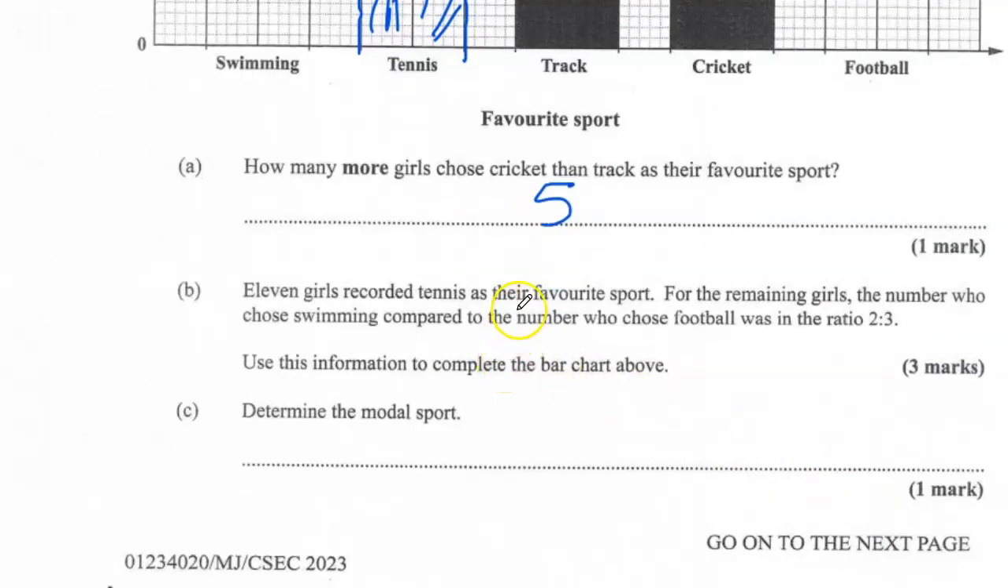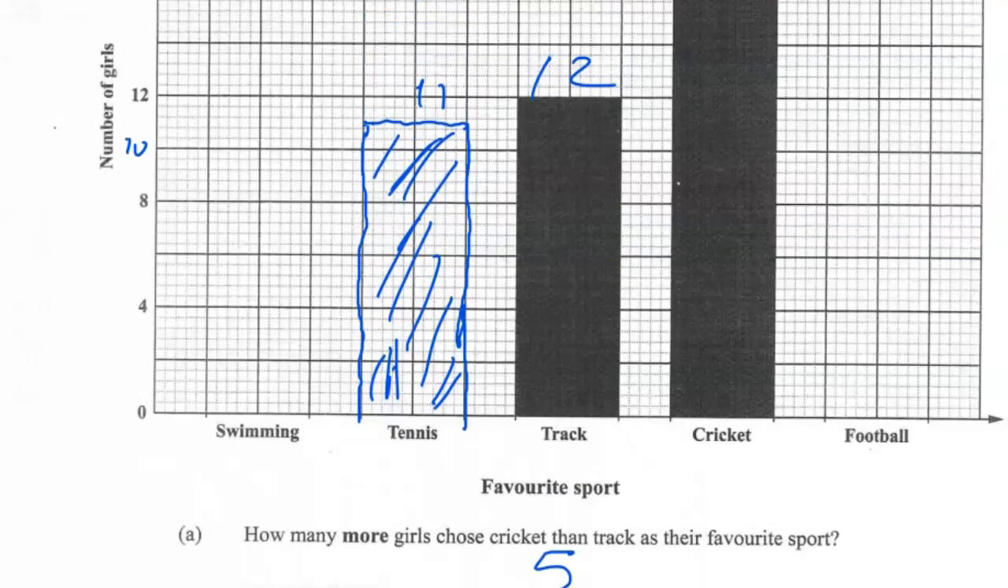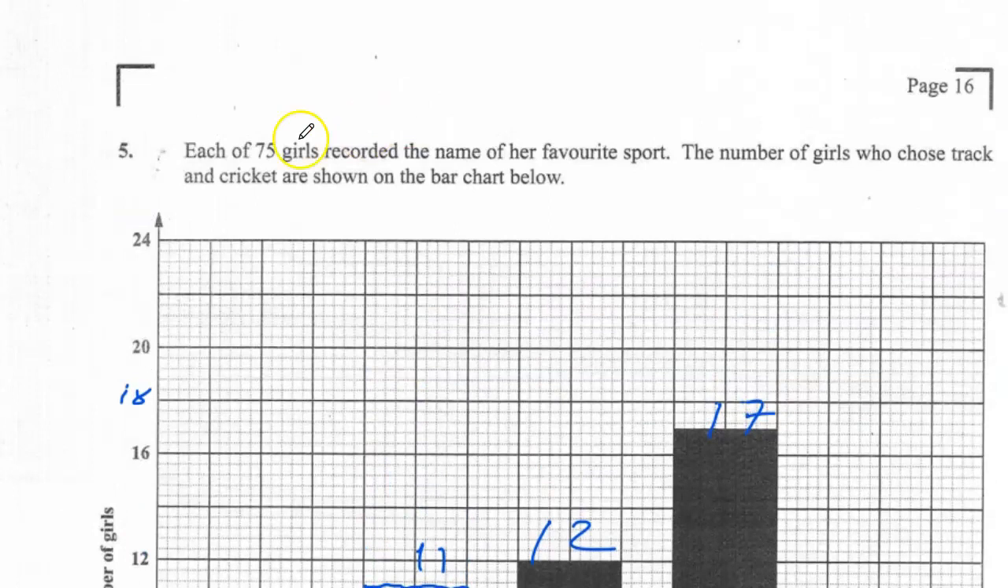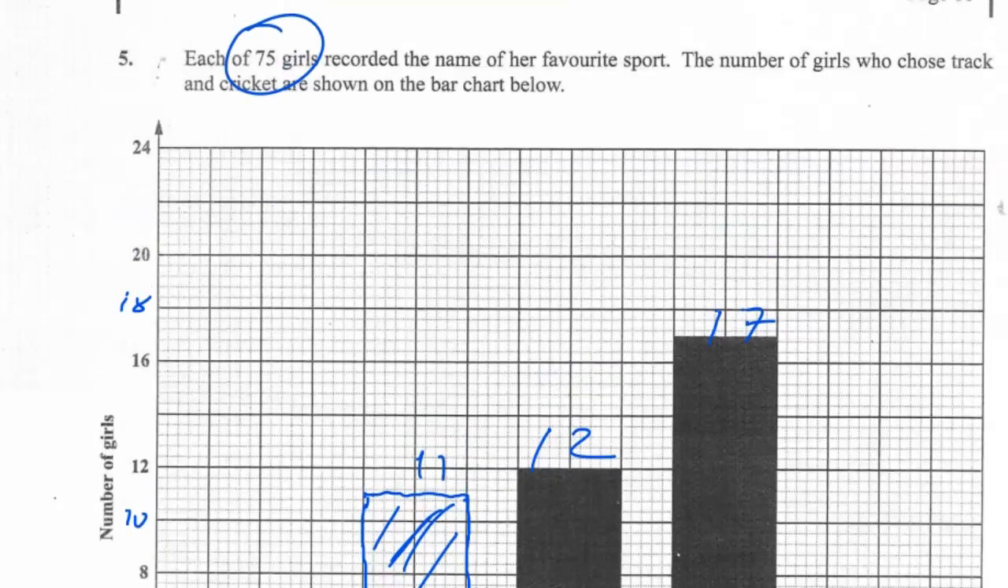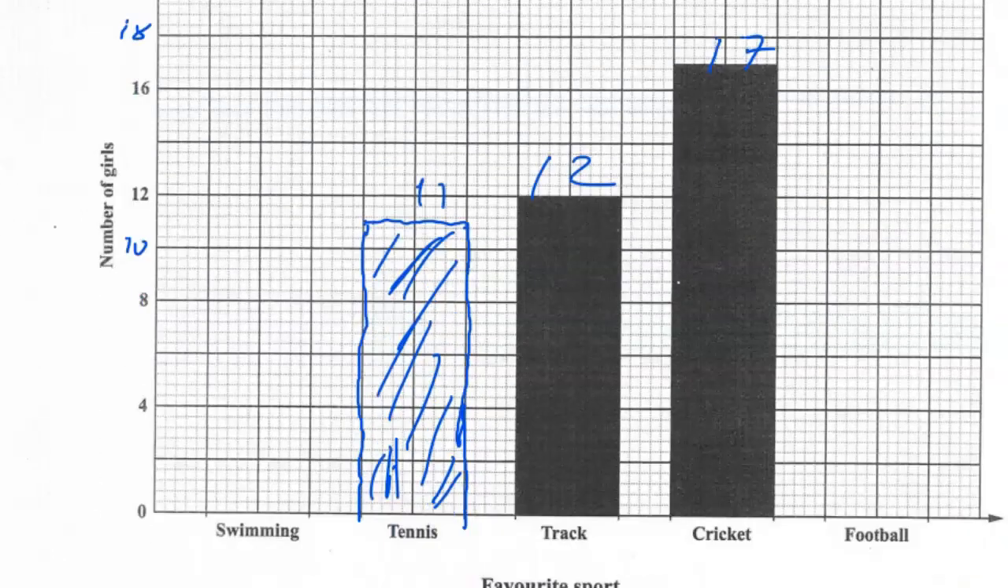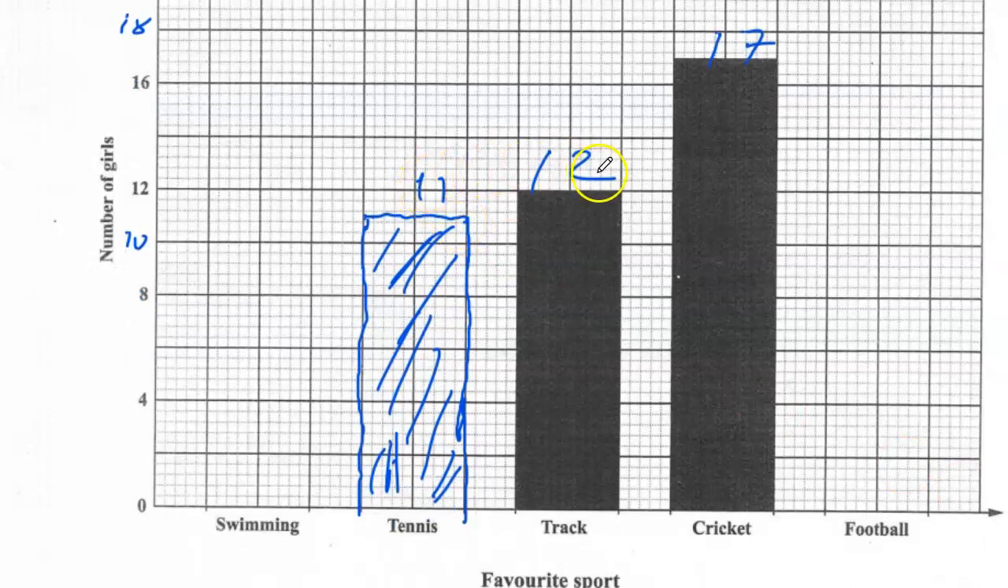So 11 girls chose tennis. For the remaining girls, the number who chose swimming compared to the number who chose football was in the ratio 2:3. Let's just check something quickly. Actually, it was 75 girls. So we know 75, and we already have 11 and 12, that's 23. 23 and 17, that's 40. So 40 girls chose these three sports.